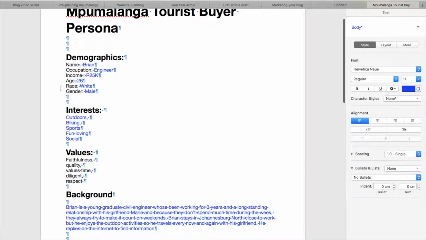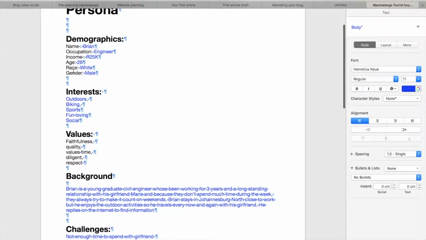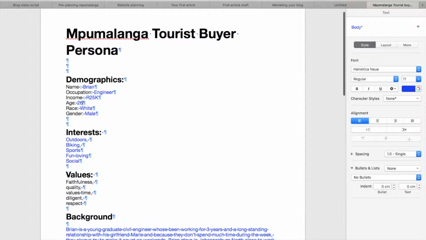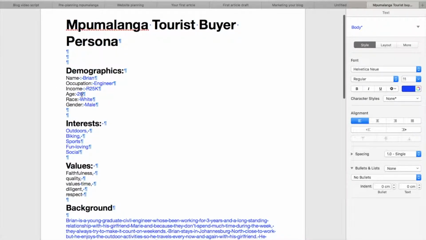I made a nickname for my buyer persona. I said his name is Brian. He's an engineer. He earns about $25,000 a month, which is about $2,000. His age is 26. When I looked at my research on SimilarWeb, I saw that the age group is anything between 23 to 24, and from 24 to 26, different percentages. So I think 26 is a fair estimation.